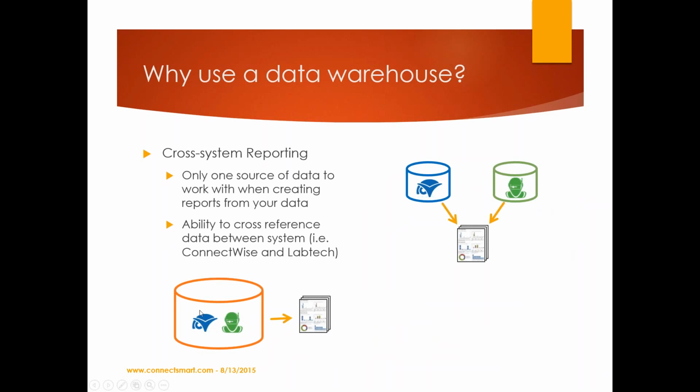Once you're using a data warehouse where we've actually already pulled in all of the data that's relevant to each of those systems, you just have one source of data that you have to go to actually go and generate your report. In addition, you can actually do some cross-referencing between that data. So if you have companies in ConnectWise that match up to groups over in LabTech, you can do queries where those are joined together.